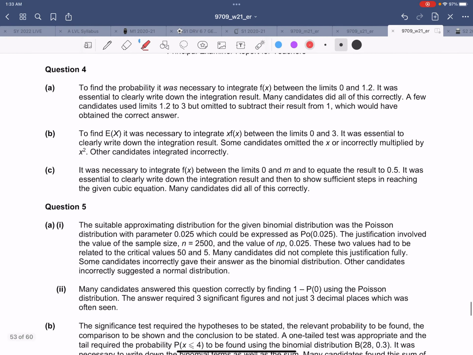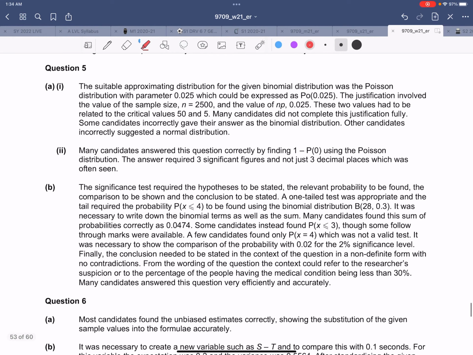Question number 4, to find the probability, it was necessary to integrate between the limits 0 and 2. It was essential to clearly write down the integration itself. A few candidates used the wrong limits. To find expectation of x, it was necessary to integrate x f(x) between the limits 0 and 3. Integration showing is a must. And part 3, it was necessary to integrate between the limits 0 and m and then equate the result to 0.5, and that was pretty straightforward.